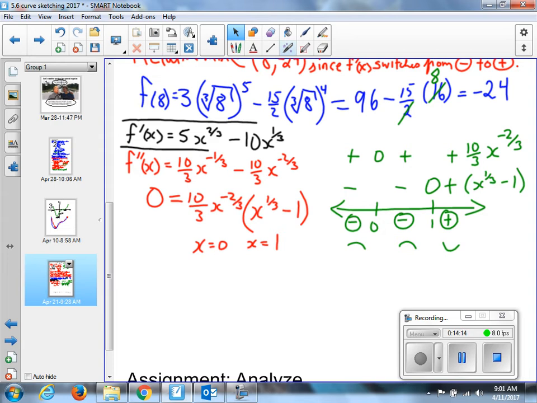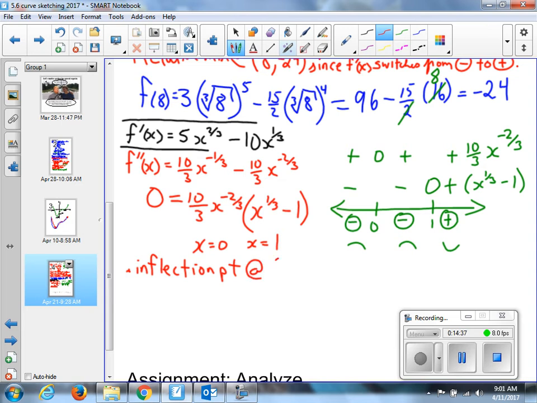If you put 1 into the original expression, let me see, I have it worked out. I got negative 9/2 last time. So the inflection point, here we go, from the original equation.